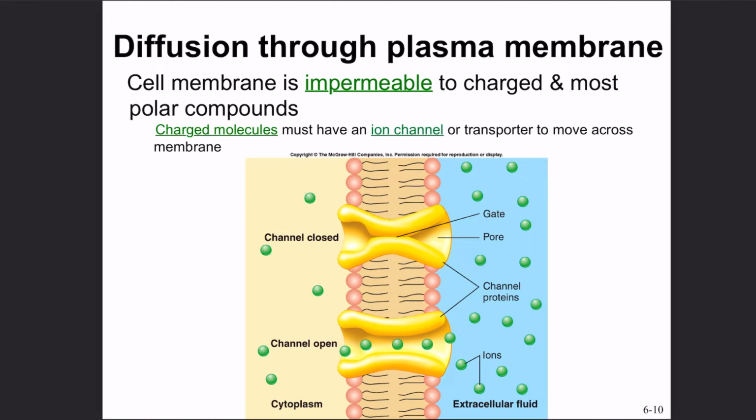So the phospholipid bilayer is going to impact what can move in and what can move out. And one impact of that is that charged molecules can actually not go through this phospholipid bilayer so easily, not as easily as those nonpolar compounds. And so what they have to depend on is a protein.